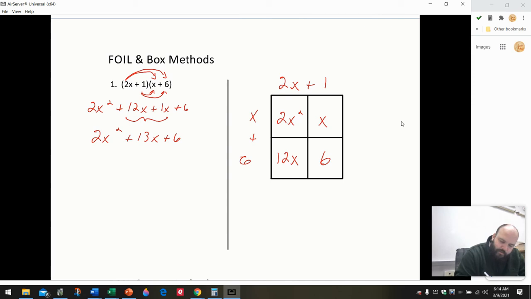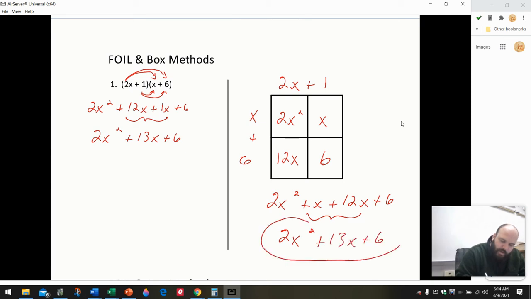So I'm going to write these down in order. 2x squared plus x plus 12x plus 6. These two combine, giving 2x squared plus 13x plus 6. And as you can see, what we got using the box method matches perfectly with using the foiling method.